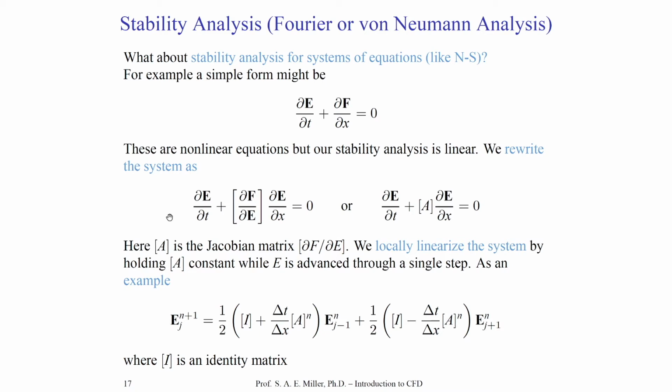Now, we will call A the Jacobian matrix because it's partial f, partial e. It is a difference because, of course, of the two vectors e and f. It's not really like the coordinate transform we talked about earlier, but it is like this Jacobian matrix because it's like the difference between the two cases in a linear sense. Now, we locally linearize the system by holding A constant. That is, we're going to fix A at some particular solution time and space.